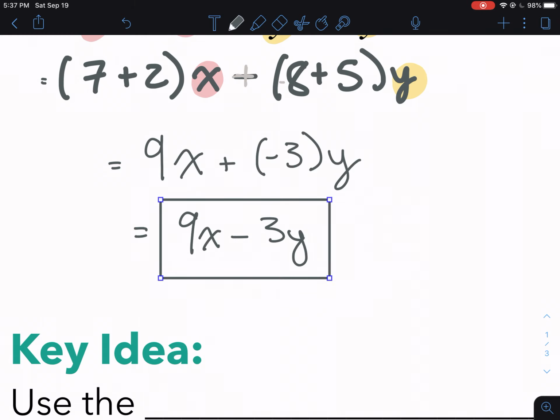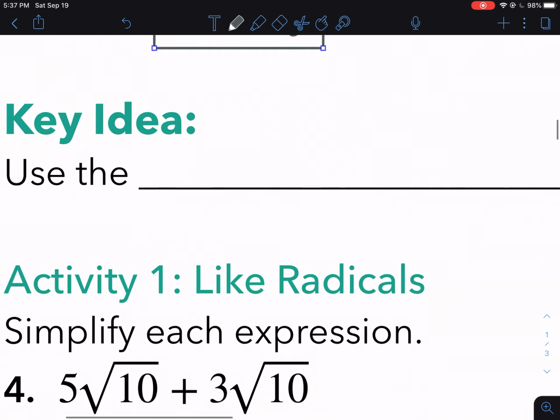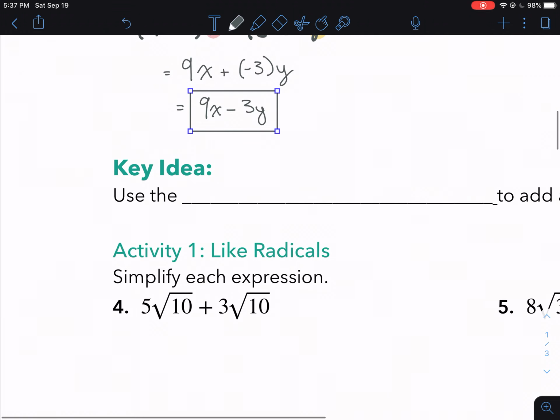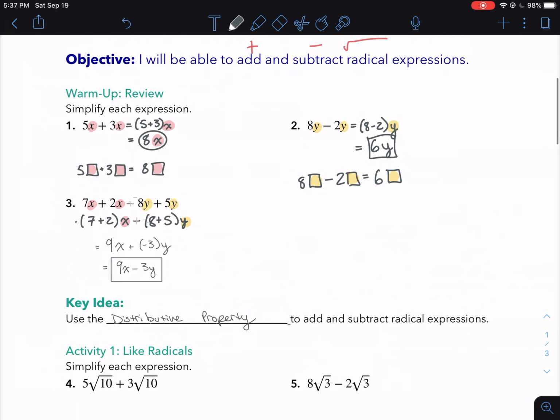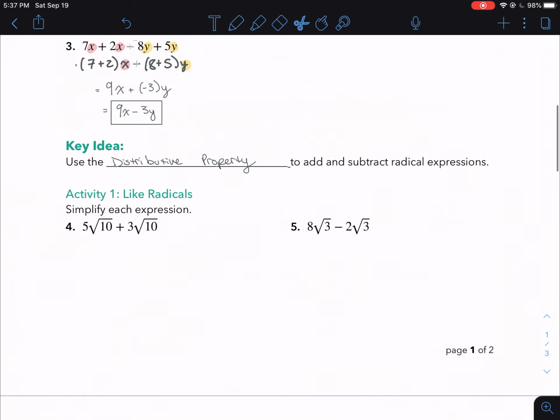So we're going to use the same concept, but with radical expressions. Our idea here is we're going to use the distributive property. I don't know why it's such a long word, but there you go. The distributive property to add and subtract radical expressions. Just like up here, we undid the distributive property by taking the x out of the expression. And up here, we undid the distributive property by taking the y out of the expression. We're going to do the exact same thing.